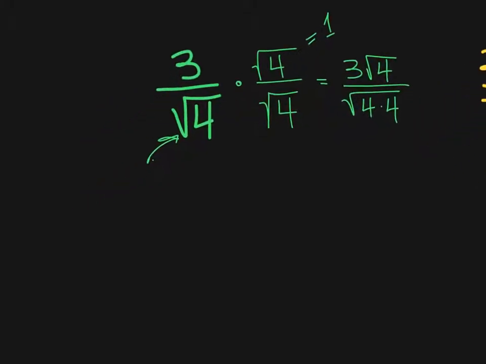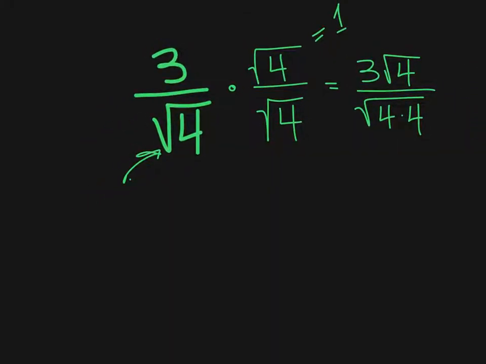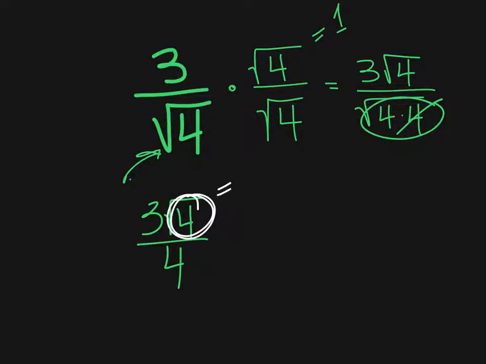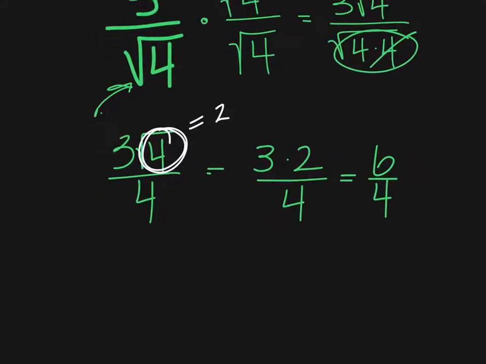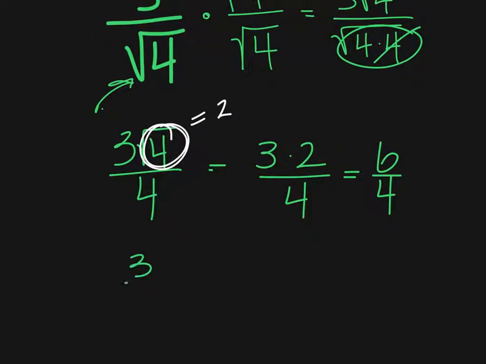Now, what you can do with that is we are going to kick a twin out. So we have 3 square root of 4 all over 4. But then, if you should have noticed, square root of 4 is just equal to 2. So it's going to become 3 times 2 over 4, which is 6 over 4, and then you've got to reduce that. You divide each by 2. 6 divided by 2 is 3. 4 divided by 2 is 2.